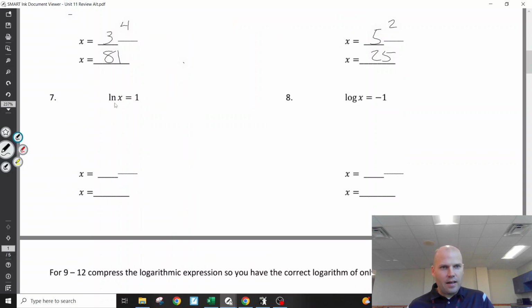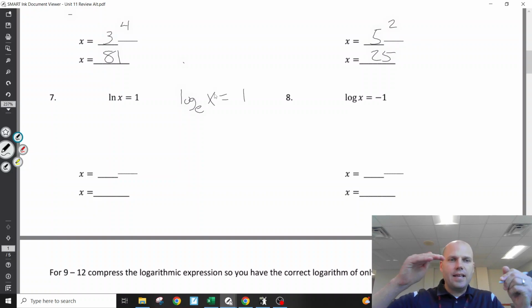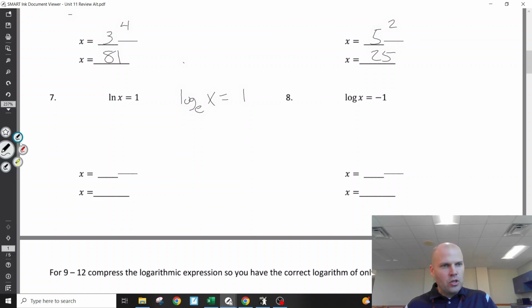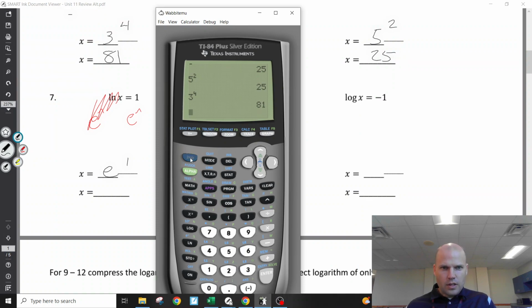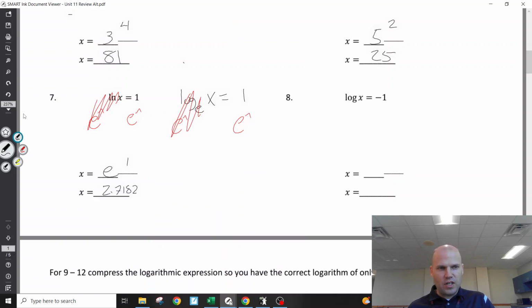If you see ln, you know that it's a log base e. It's just used so often that it gets its own button. So you want to get rid of an ln, you use e to the power. E to the power undoes the log base e. E to the first is my answer. E to the first is this number 2.71828, which shows up naturally in a lot of mathematics.